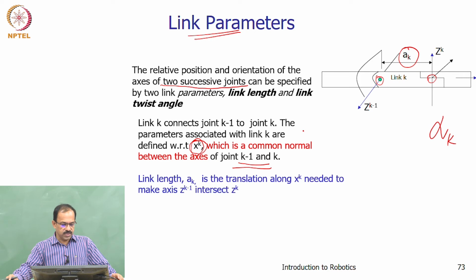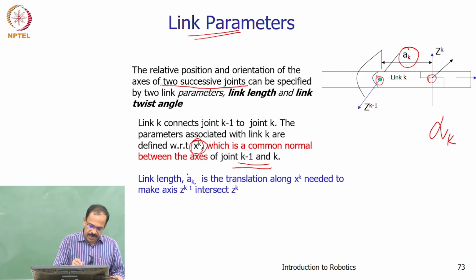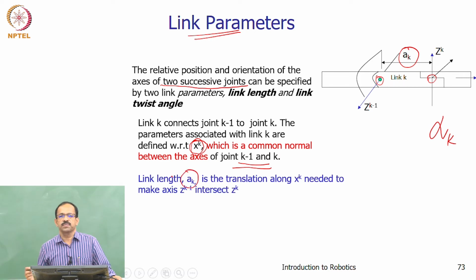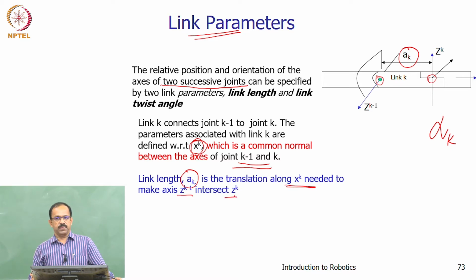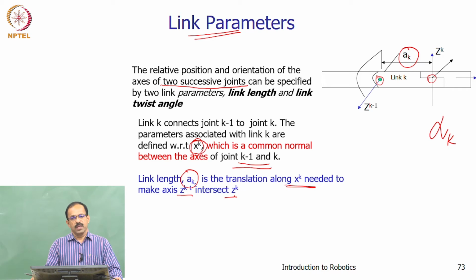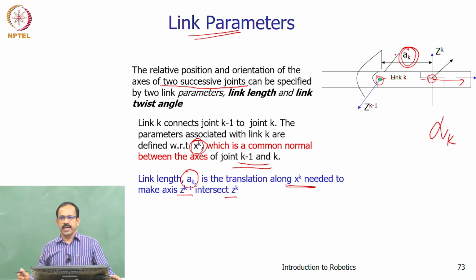Now, how are they defined? The link length ak is the translation along xk needed to make zk minus 1 intersect zk. So, how much zk minus 1 has to translate along xk to intersect the zk axis is known as the link length ak.